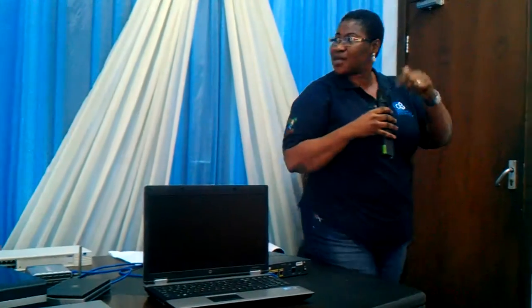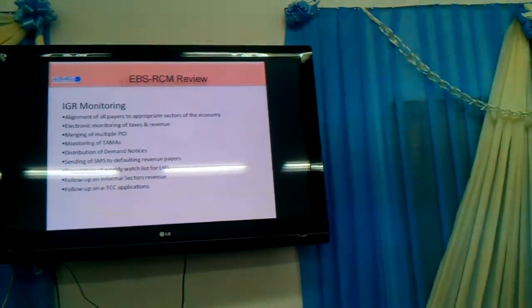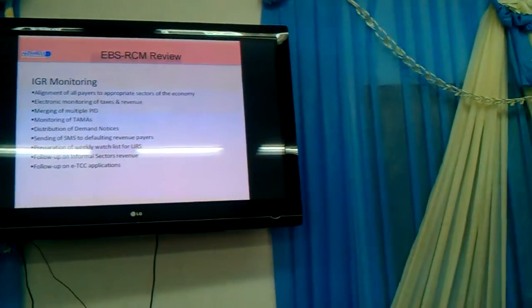So, monitoring of tax audits: some of them are tax audit monitoring agents. These agents are appointed by the LIRS, Lagos State Internal Revenue Service. In the course of our monitoring, we discovered that most employers of labor deduct these taxes we're talking about at source.